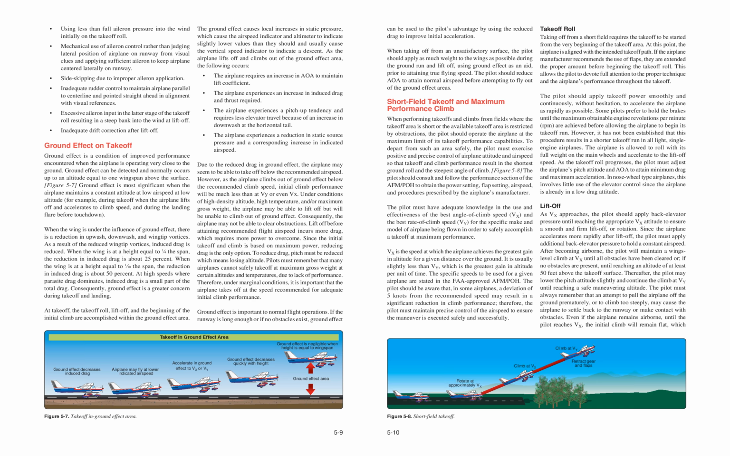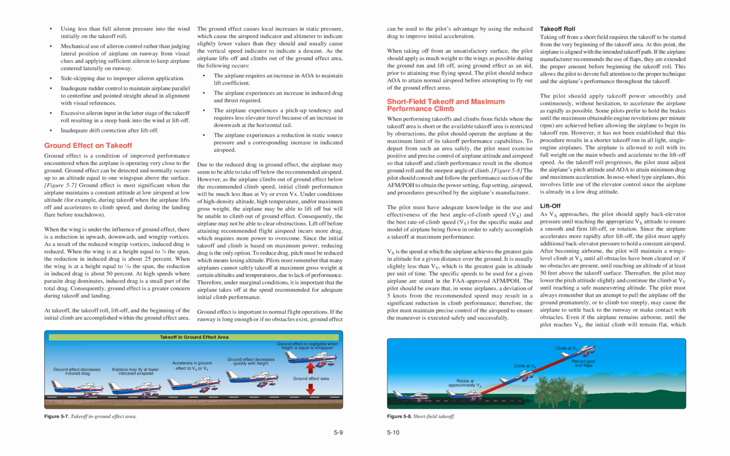Takeoff in ground effect area. Ground effect decreases induced drag. Airplane may fly at lower indicated airspeed. Accelerating in ground effect to VX or VY. Ground effect decreases quickly with height. Figure 5-7. Takeoff in ground effect area. Ground effect is negligible when height is equal to wingspan.